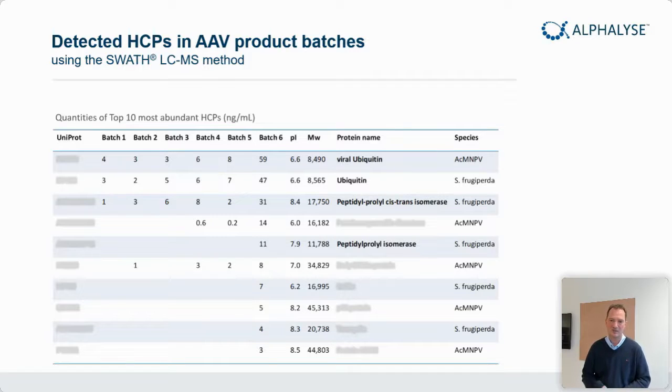Also, there is a peptidyl isomerase, and this protein is not known from SF9 cells to be problematic, but from CHO cells in mAb products, it has been known to cause some product aggregation due to post-translational modifications of the mAb. So these proteins you may also want to monitor and perhaps optimize your process to remove this protein.